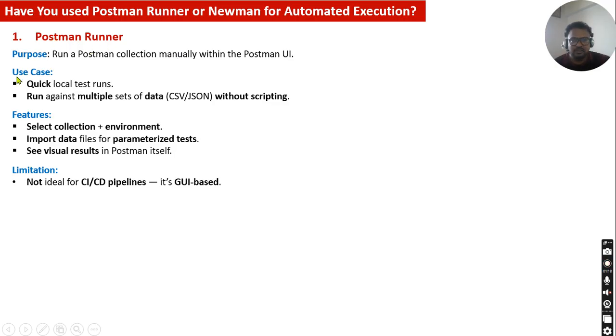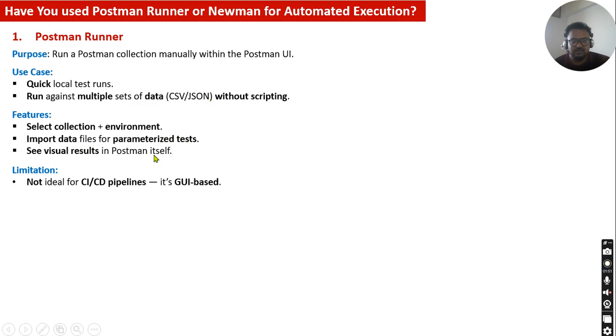Okay guys, the use case would be a quick local test run. If you want to run it quickly locally against multiple sets of data, like reading from a CSV file or JSON file without scripting, you can run on multiple sets of data. Features like selecting collection plus environment: it will run on a different environment. For the same collection you can change the environment dynamically and run it to see the result. Import the data files for parameterization as well, like importing the data from the CSV or JSON file, you can parameterize your test case.